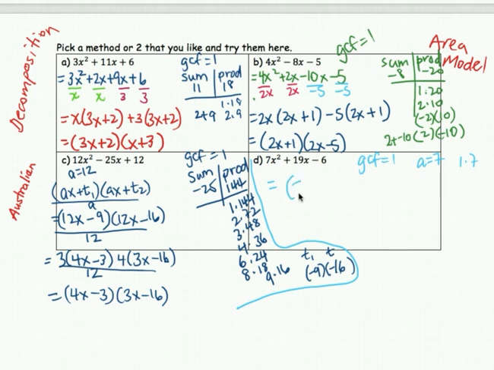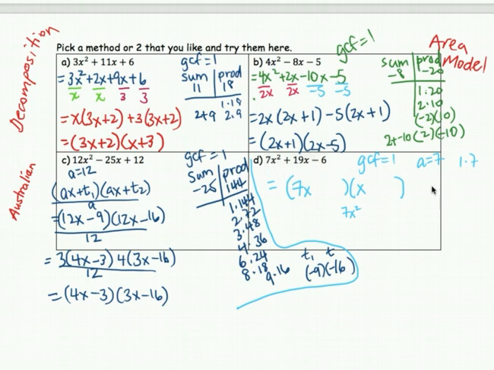So that means the first values here have to be 1 and 7. Okay, so if I go 7 times x, that makes it 7x squared. So far so good. That's what I want.